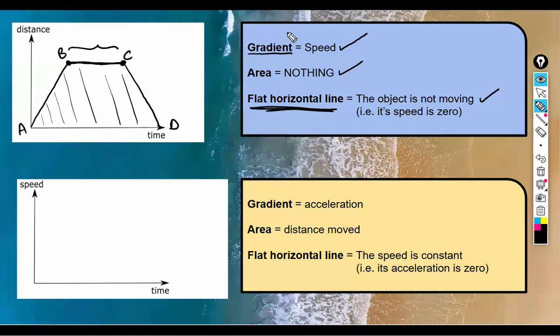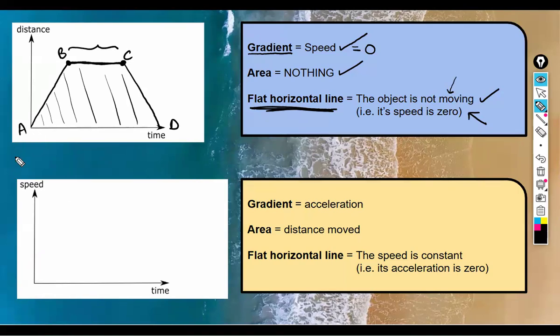Now, if gradient represents speed, and I just told you the gradient of a flat line is 0, then that means the speed between B and C is 0. When something has a speed of 0, doesn't that mean it's not moving? So it's a little shortcut, right? Anytime you have a distance time graph, anytime you see a flat portion, that means the object at that point is not moving.